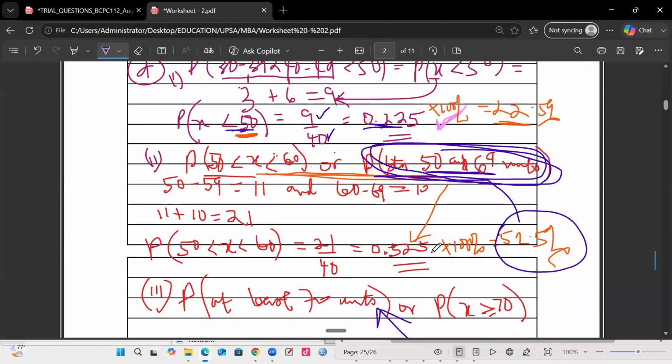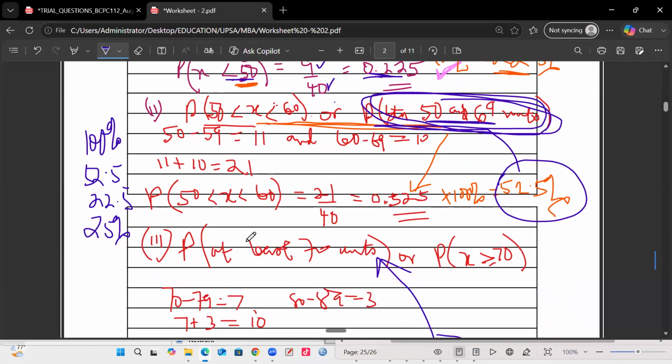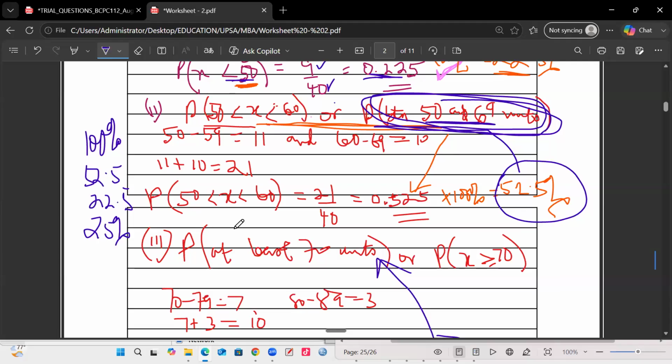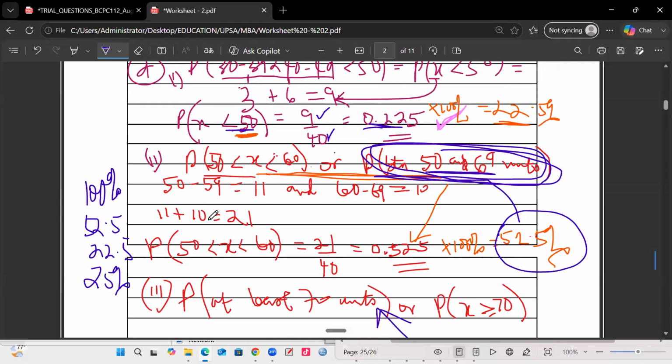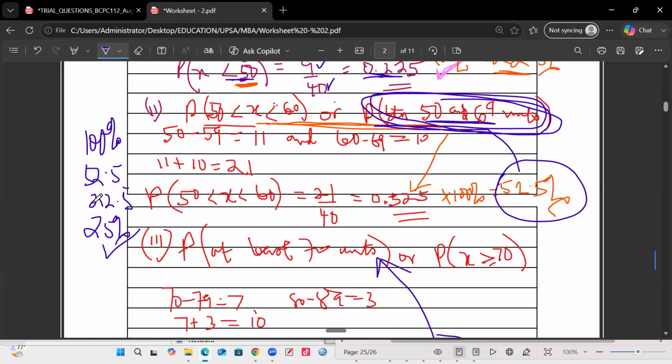So of all the three, who did better? Who did the best? The total score is 100%. Someone scored 52.5, someone scored 22.5, someone scored 25%. Which group of workers did the best? 52.5, yes. Followed by who? The 25%. And the worst is the 22.5.